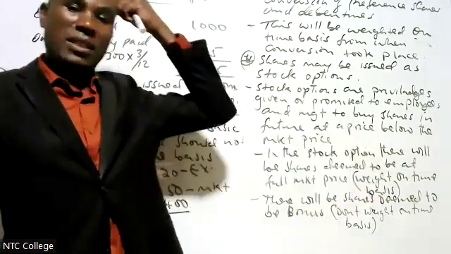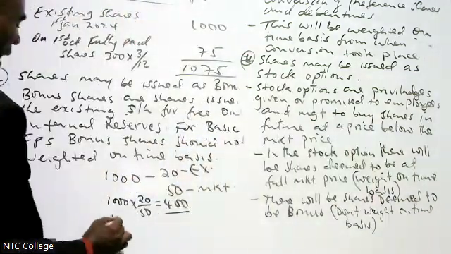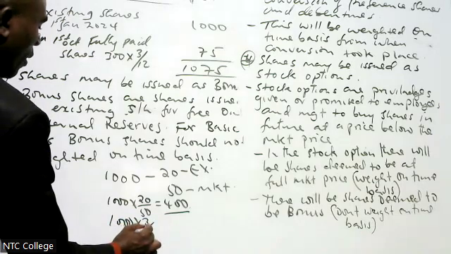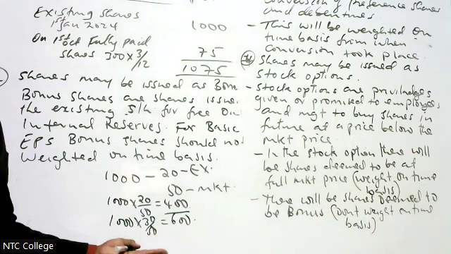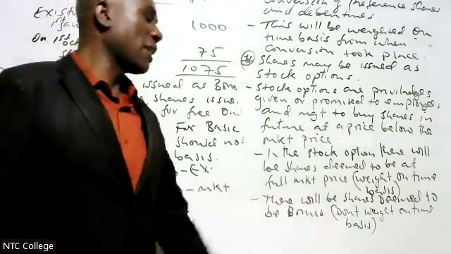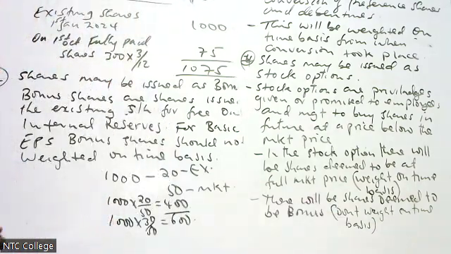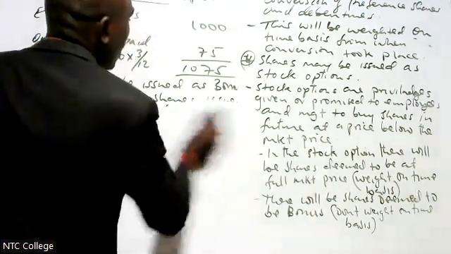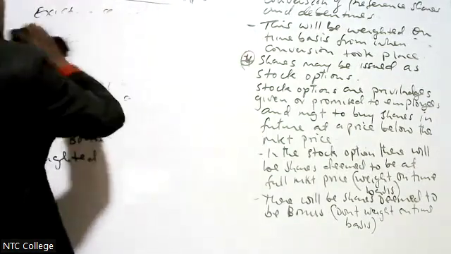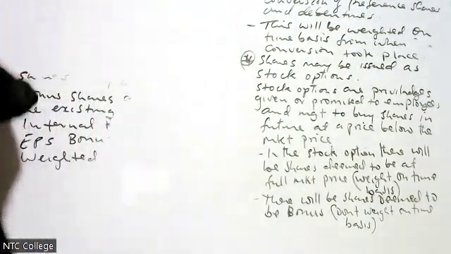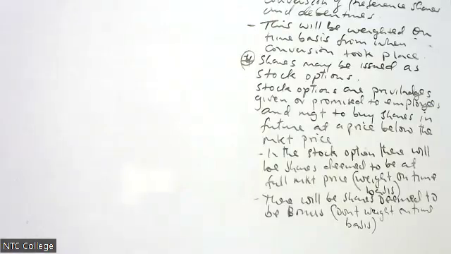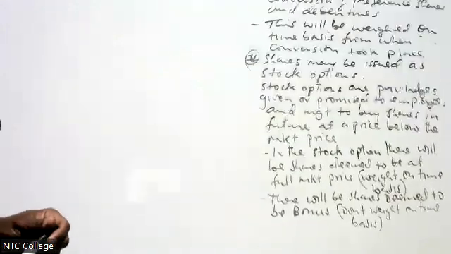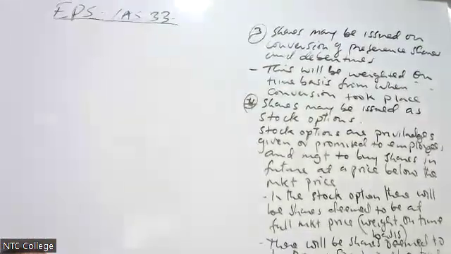You weight on time basis. But whatever I'm giving you for free, 1,000 times 30 over 50, is 600. Because I'm giving you these for free, we deem them to be at bonus. Therefore, you don't weight them on time basis. That is what we are saying in the stock option.